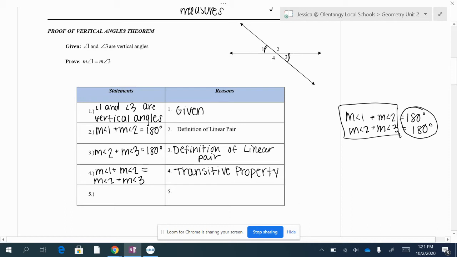All right, and then the last line should always be what we're trying to prove. So I'm trying to prove that measure of angle 1 equals measure of angle 3. And how did I get there? Well, I see this line has measure of angle 2 being repeated. So then I can subtract it out, and that's going to be the subtraction property of equality there.